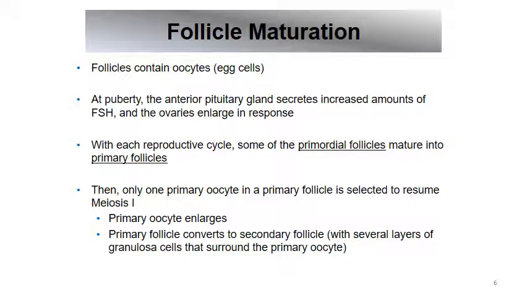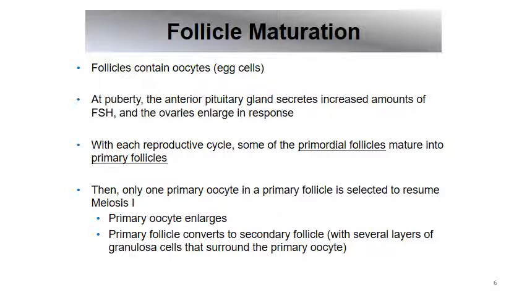Okay, so these egg cells are actually inside structures called follicles. Follicles basically have the egg cell and then a few surrounding cells around them. At puberty, the anterior pituitary gland releases FSH. FSH stands for follicle stimulating hormone. So basically, FSH is stimulating these follicles to grow.